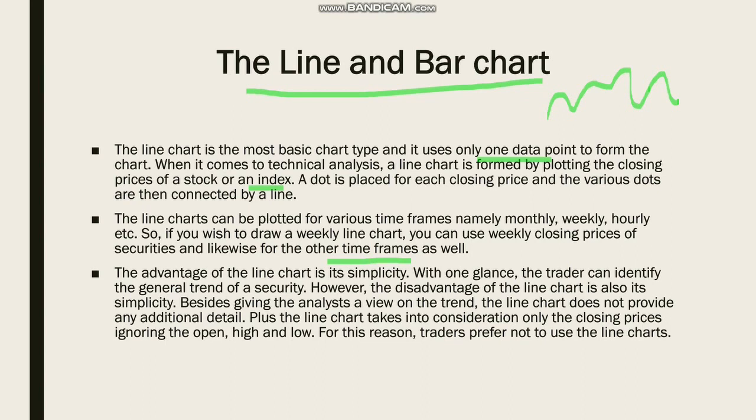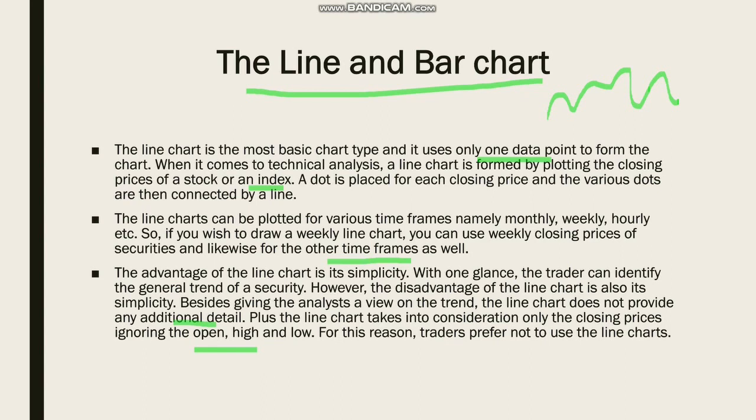Besides giving the analyst a view on the trend, the line chart does not provide any additional detail. Plus, the line chart takes into consideration only the closing price, ignoring the open, high and low. For this reason, traders prefer not to use line charts, because I'll be discussing later why open, high, low prices are also equally important. So as the line chart doesn't take the open, high and low prices into consideration, it only considers the closing price. So traders generally avoid line charts.